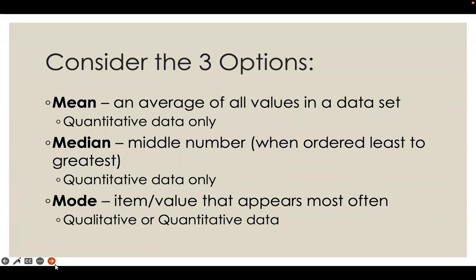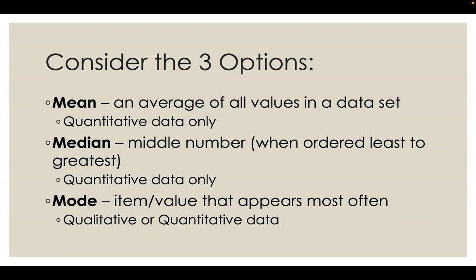So the mean is the average of all values in a data set. This means we're dealing with quantitative data only, numbers. The median is the middle number when your numbers are ordered least to greatest. Again, quantitative data only. Whereas the mode is the item or the value that appears most often in a data set. And because we're just looking at what appears most often, this can be qualitative or quantitative data.